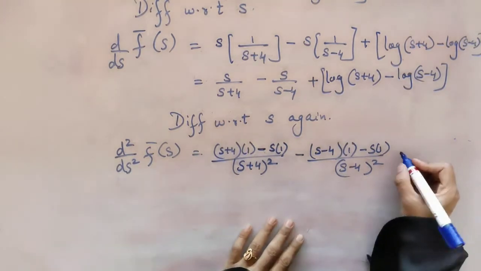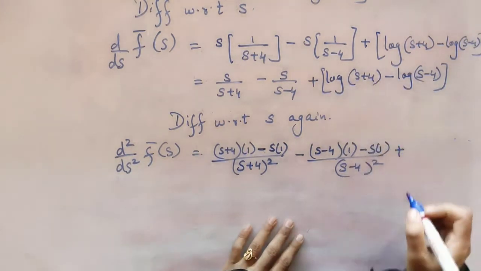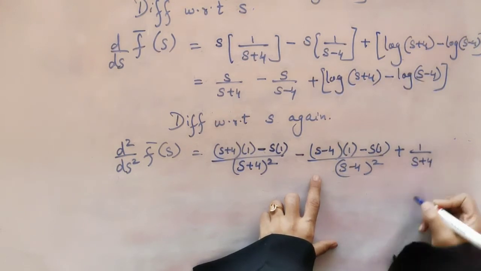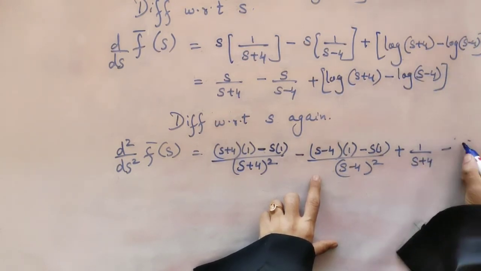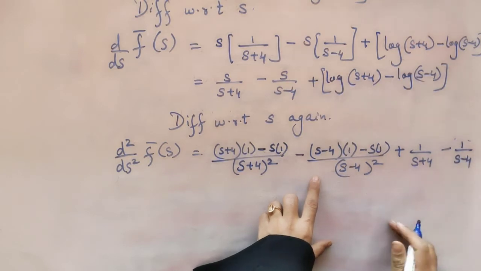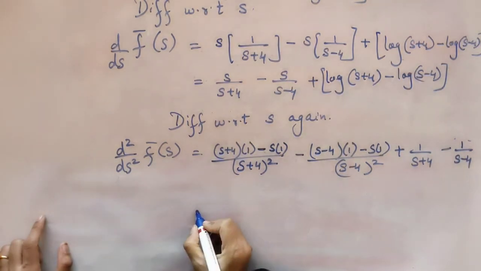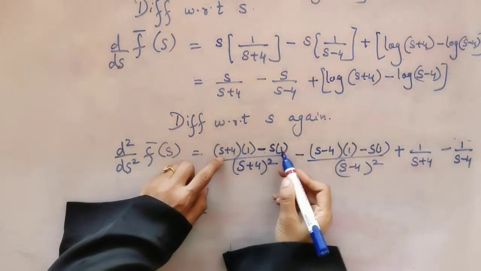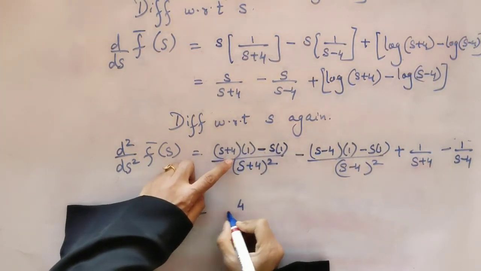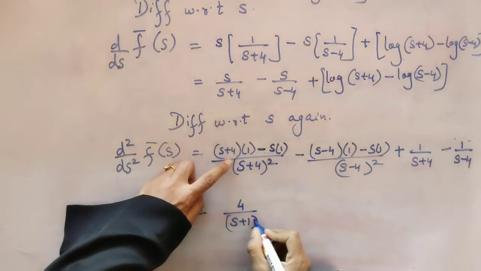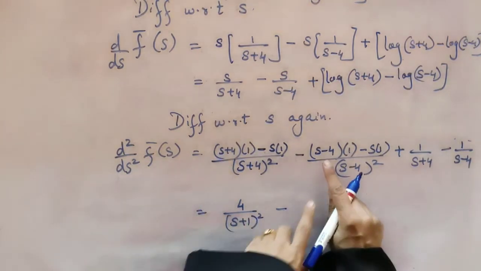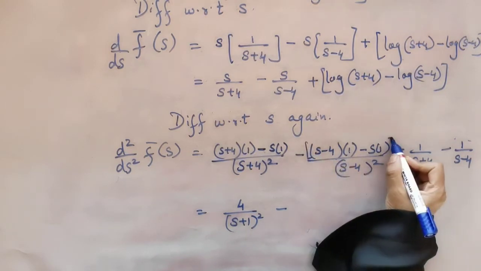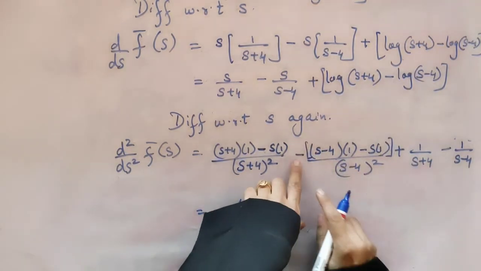Now plus derivative of this log with respect to s, it is 1 divided by s plus 4, minus derivative of this log, 1 divided by s minus 4. Now further when you simplify this, plus 4 plus s minus s gets cancelled, you will have plus 4 divided by s plus 1 whole square minus, actually you should take this in bracket, because there is a minus sign here.